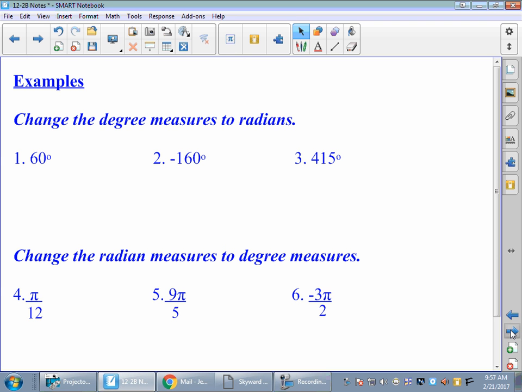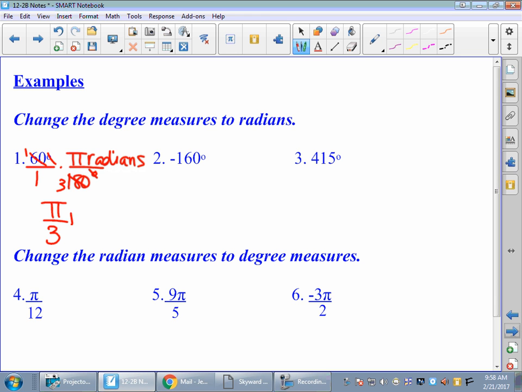So for these first 3 examples, I have the degrees, and I want to bring in radians. To make the degrees cancel, I'm going to put this over 1 because we're multiplying fractions. I need my degrees in the denominator so that those degree symbols will cancel, and I need the pi radians on top. So this is your pi radians right here. With 60 and 180, the degrees cancel, and 60 over 180 turns into 1/3. So I get pi over 3 radians.